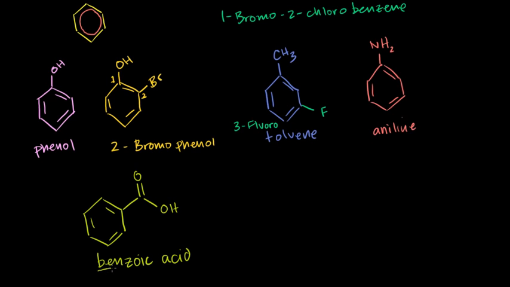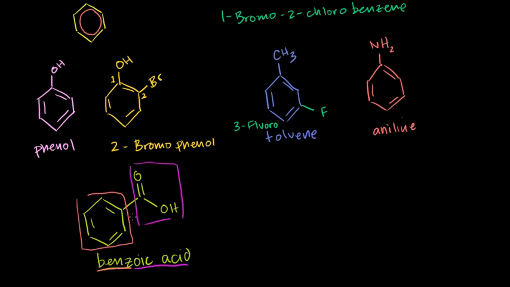You have the benz part for the benzene. So let me make this in different colors. The benzene part, that gives us the benz right there. And then in general, whenever you have a carboxyl group like this, it becomes a carboxylic acid. And you tend to add the oic acid to the end. So this actually has some logical naming to it.